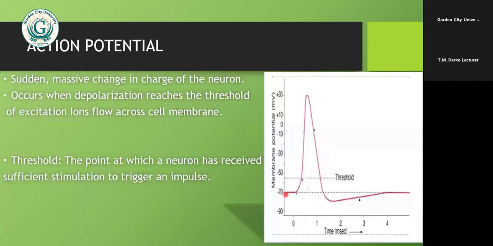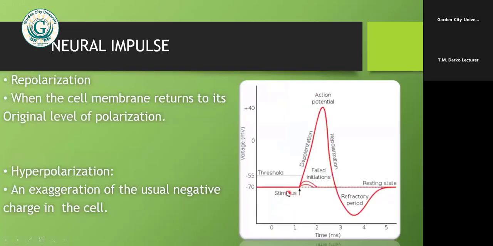So we try to use this curve to explain whatever we spoke about. So at the resting membrane potential, the voltage is negative 70. Please, can you see the cursor? Can you see the cursor? Yes, sir. Yes, please. All right, good. So at resting membrane potential, the voltage is negative 70.